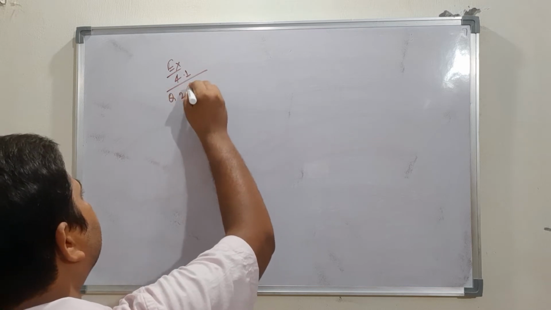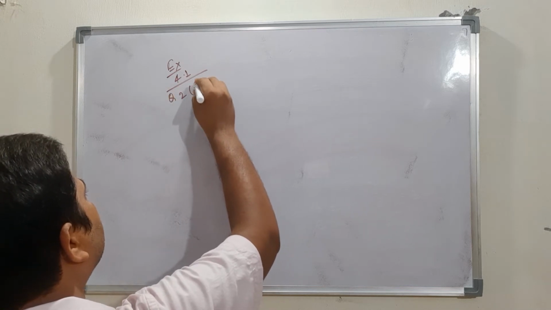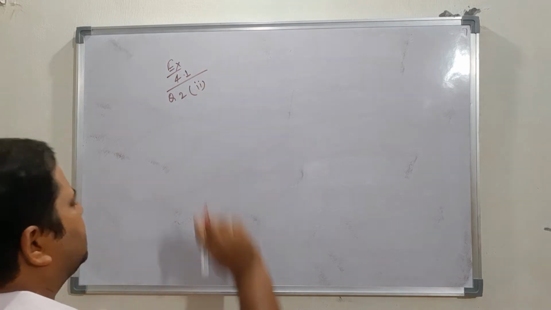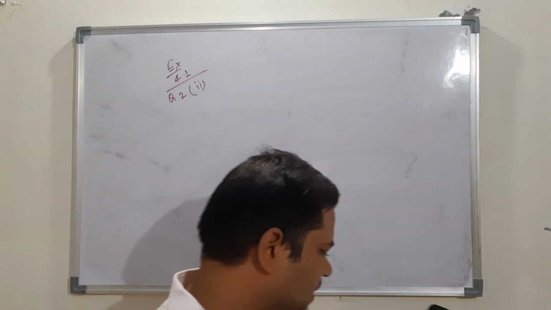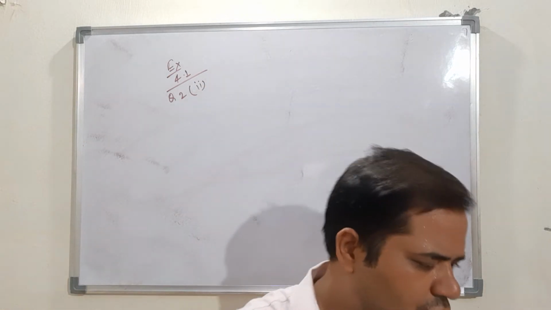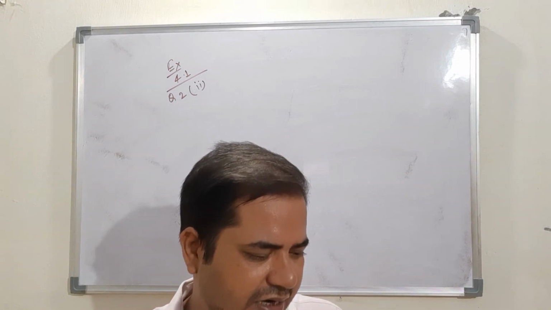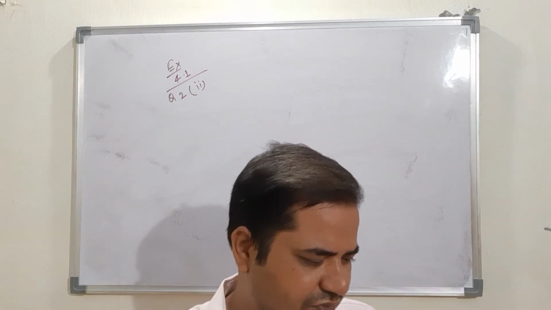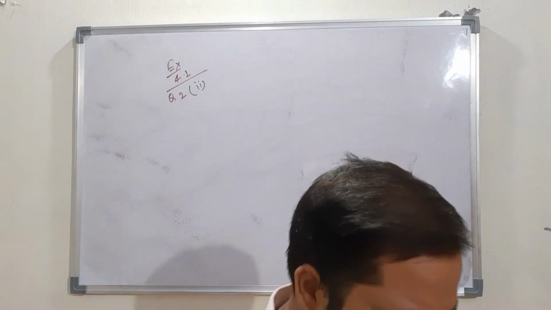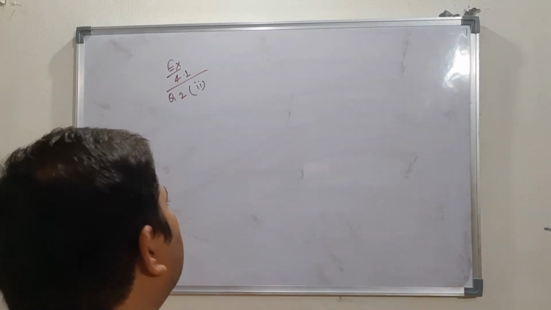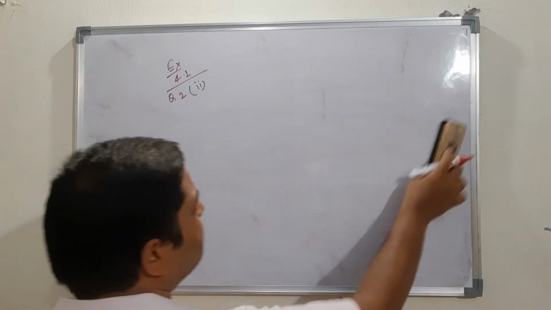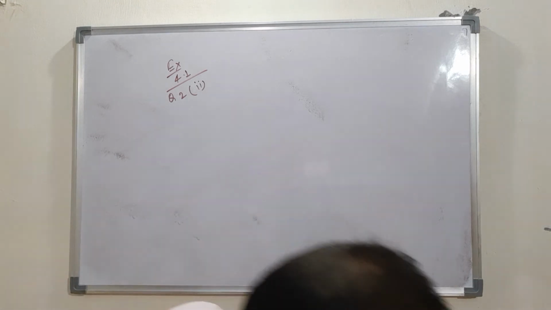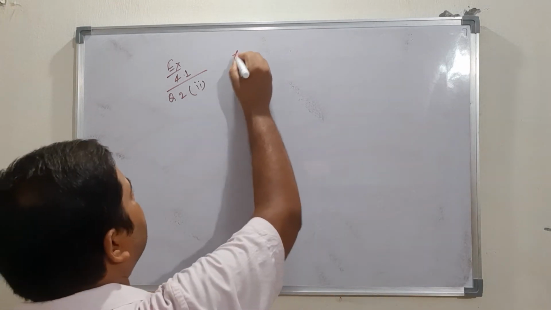Question number 2, second part. The chapter is quadratic equations. The product of two consecutive positive integers is 306. We need to find the integers. You know the consecutive integers are nothing but x and x plus 1.